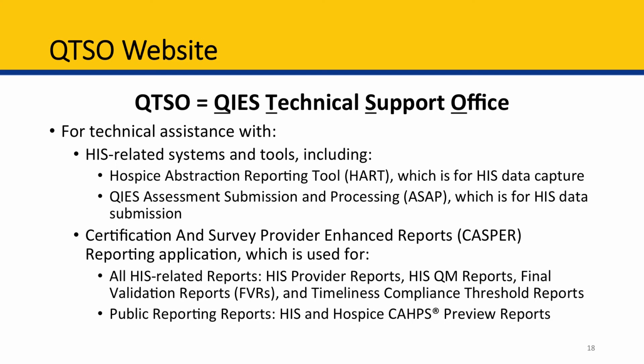The QTSO.com website is also your home for technical assistance with CASPR. There are two broad classes of CASPR reports available to providers. The first are the HIS-specific reports, which include the HIS provider reports, QM or quality measure reports, final validation reports, and timeliness compliance threshold reports. The second class of CASPR reports relate to public reporting, including the preview reports. The QTSO.com website is where you should go for technical assistance accessing the HIS and CAHPS preview reports.